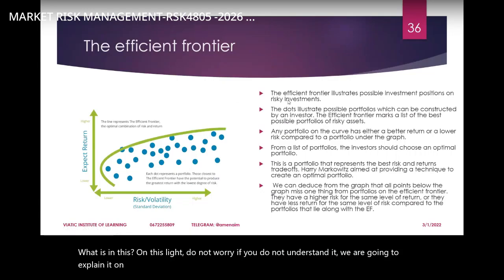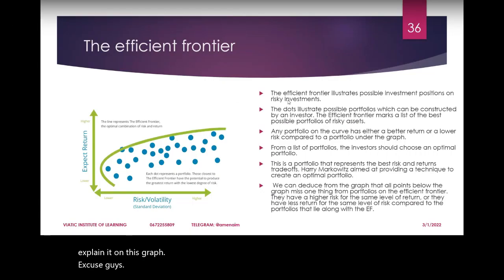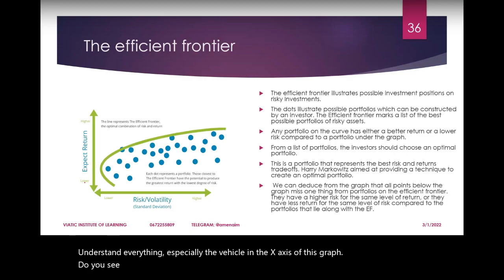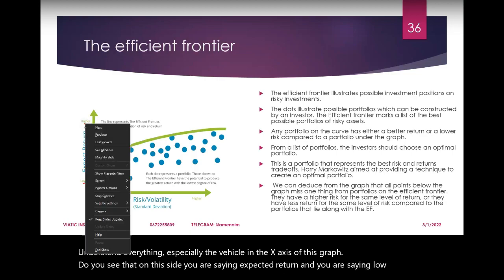Excuse me, guys. So we're saying that the graph that is here, I want you to look at it, understand everything, especially the vertical axis and the x-axis of this graph. Do you see that on this side you are saying expected return, and you are saying low expected return? On top we're saying high expected return.